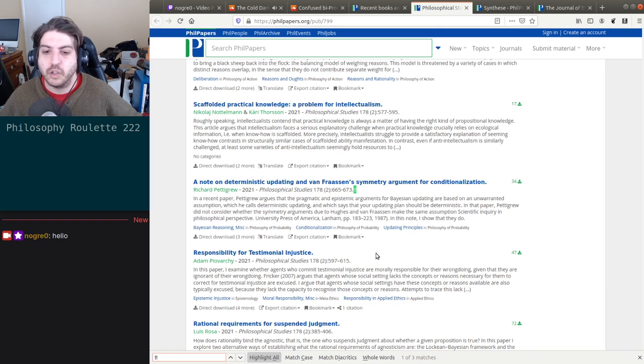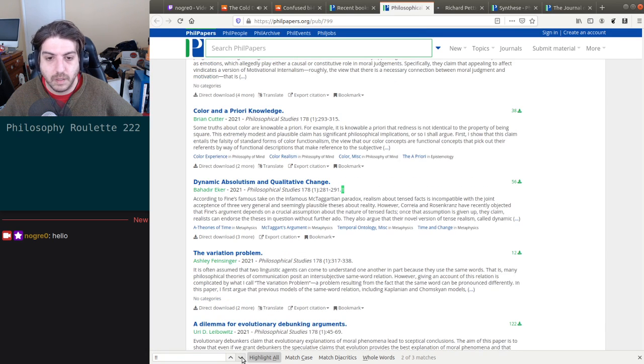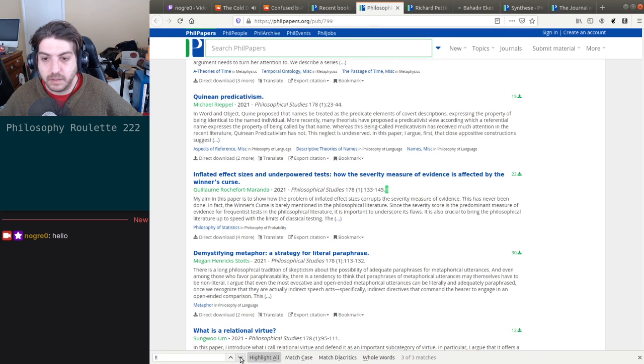A note on deterministic updating and van Fraassen's symmetry argument for conditionalization. So this is 12 pages. Let's take a look at it. Dynamic absolutism and qualitative exchange. Ooh, this is 10 pages. I like 10 pages. This is also 12. Inflated effect sizes and underpowered tests: how the severity measure of evidence is affected by the winner's curse.